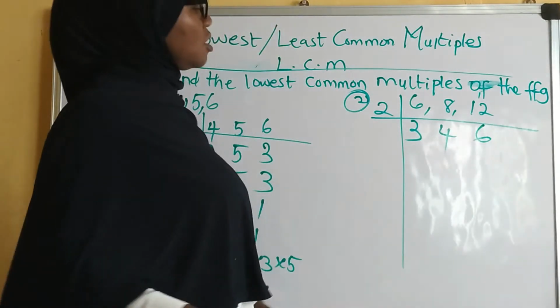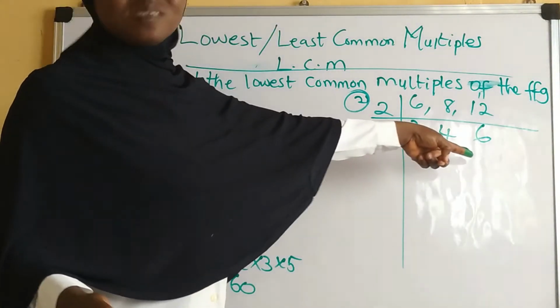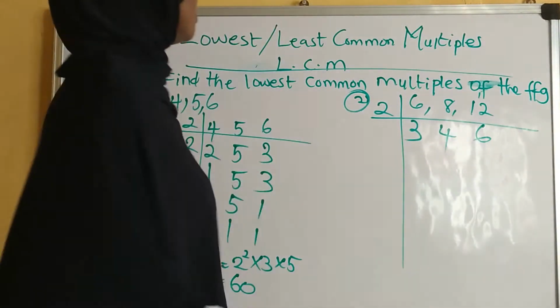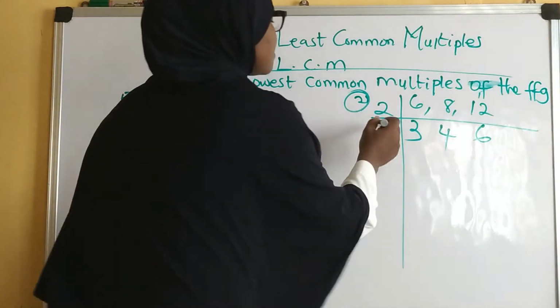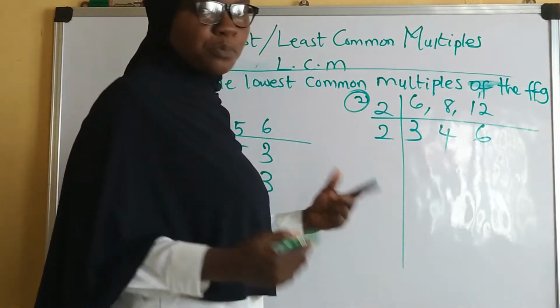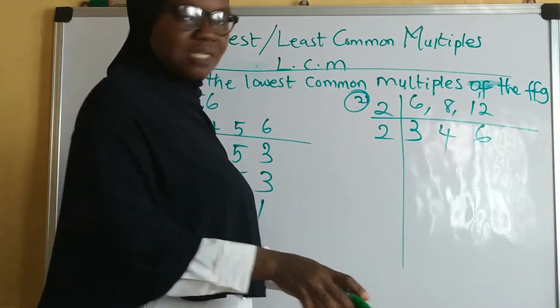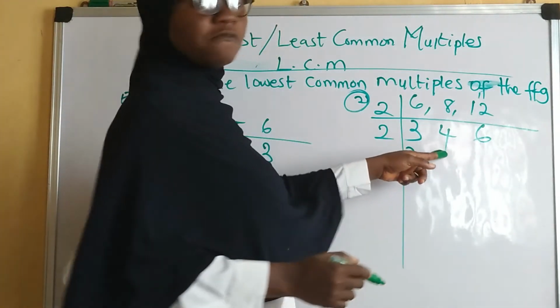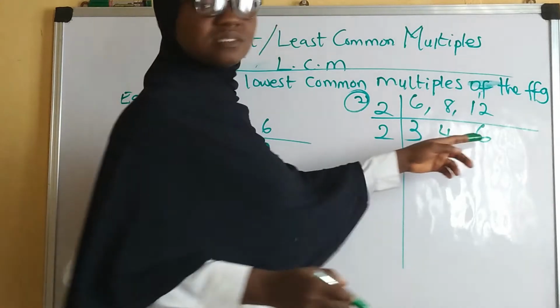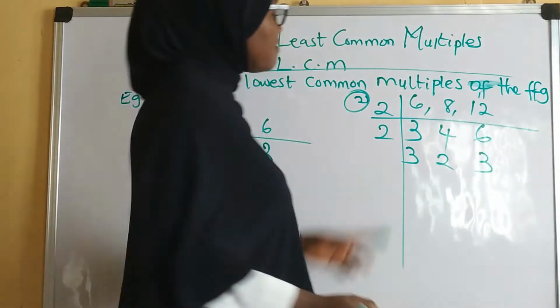So when I look across also, that means I can still use 2 because I have 4 and 6 there, which are divisible by what? 2. So I'll still use 2. 2 in 3 cannot divide 3 successfully, so I'll rather write the 3 like that. 2 in 4 is what? 2. And 2 in 6 is what? 3. So I have 3, 2, 3.